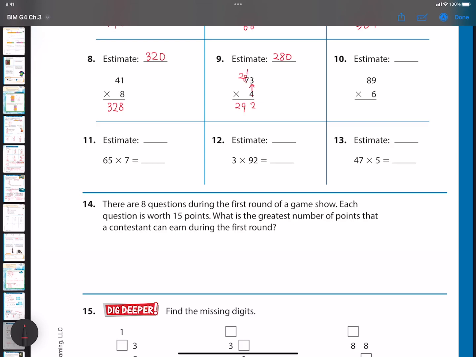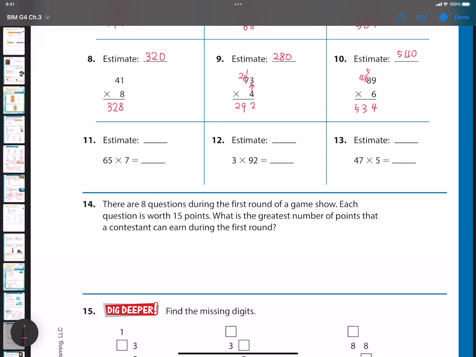Number 10, 89 is close to 80 or 90? Yes, 90, right? So 90 times 6. Yes, 540. Okay, now let's find the actual product. 9 times 6, 54. Carry 5. And then 6 times 8, 48. 48 plus 5 is what?